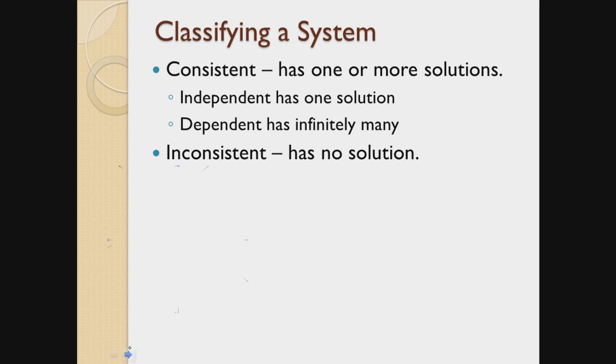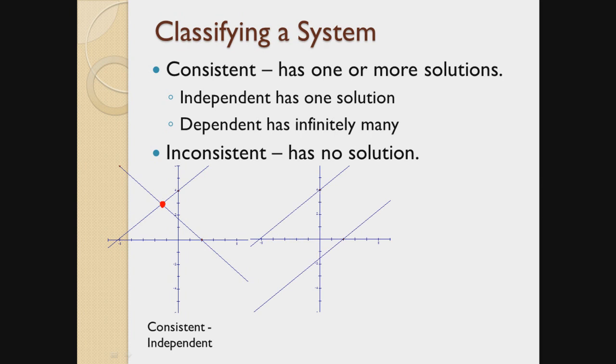Let's look at some examples. This first system that has been graphed would be classified as a consistent independent system. It has one point of intersection, which means it has one solution. What do you think about this system? This system would be classified as inconsistent, no solution. The lines are parallel and therefore will never intersect. If they never intersect, then you cannot find a point to be a solution.